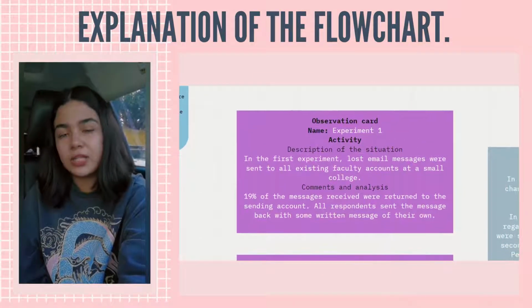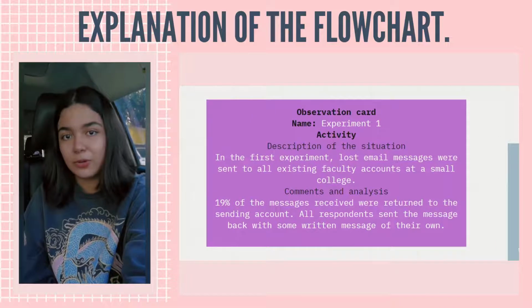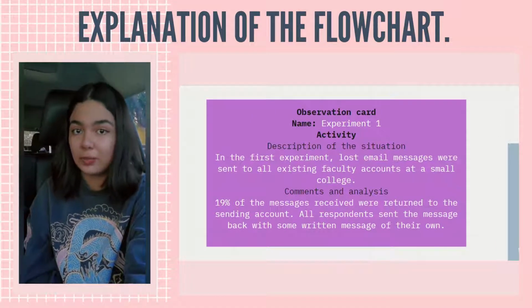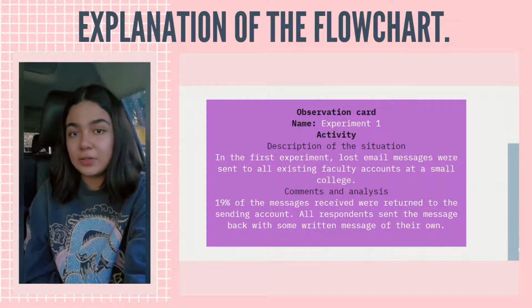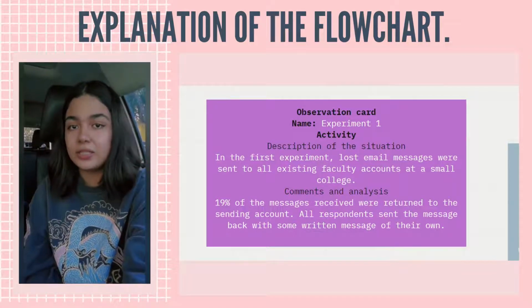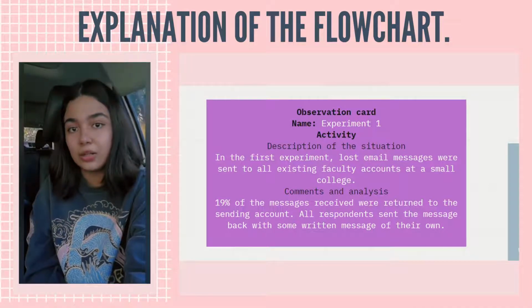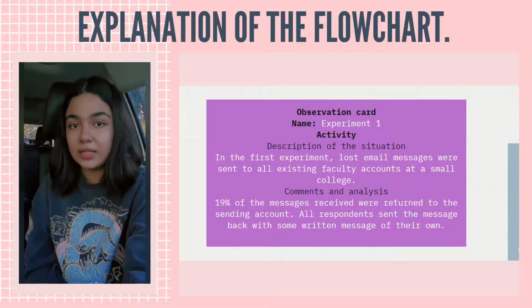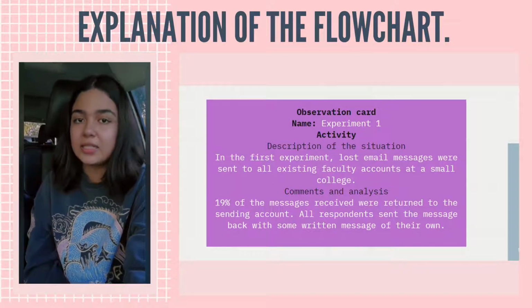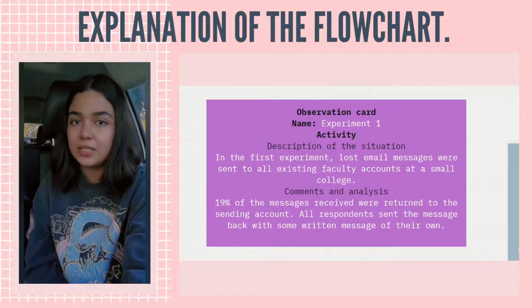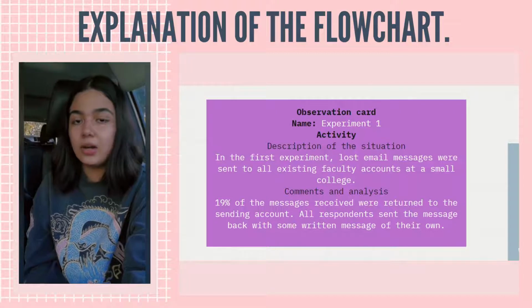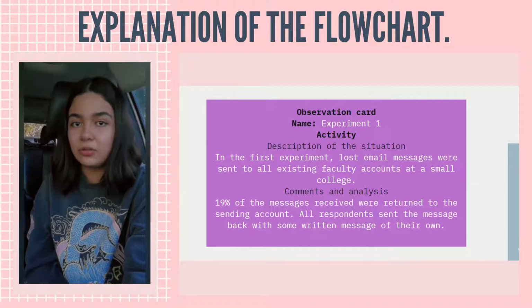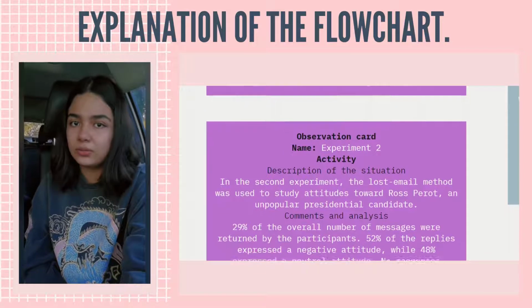Now I will talk about the observation cards, which contain important information about both experiments. Well, I will start with experiment 1. The description of the situation is that lost email messages were sent to all existing faculty accounts at a small college. And the comments and analysis is that 19% of the sent messages were returned to the sending account. And for all those messages that were returned, the students wrote a message of their own.